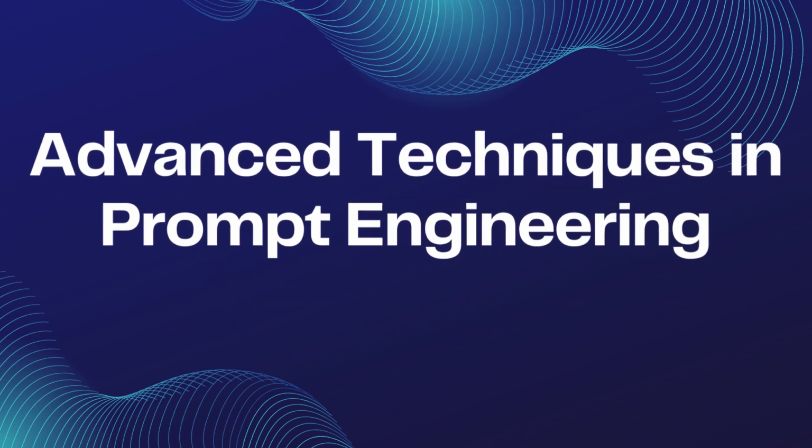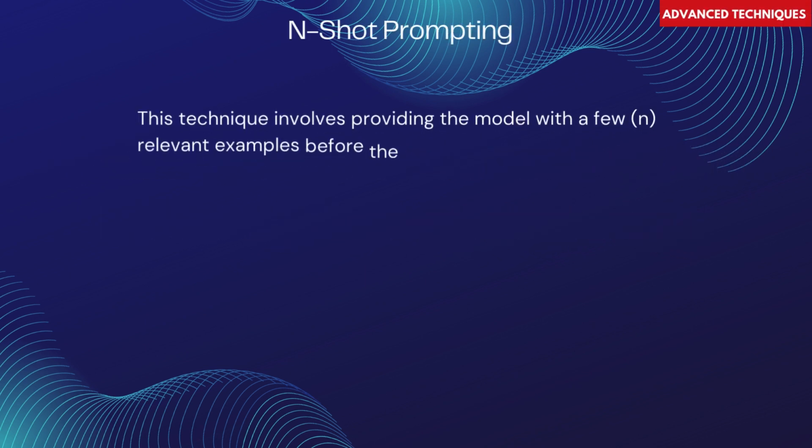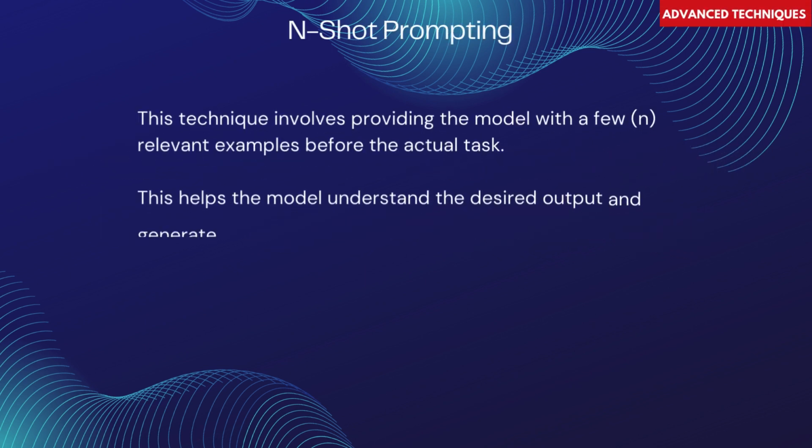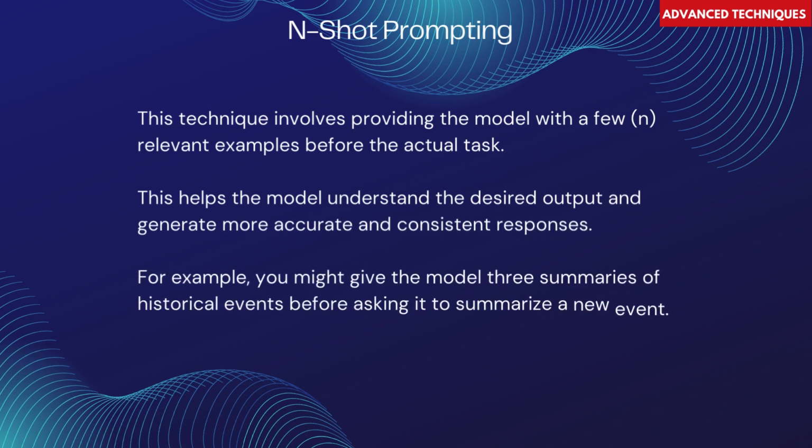Advanced techniques in prompt engineering. 1. Few-shot prompting. This technique involves providing the model with a few relevant examples before the actual task. This helps the model understand the desired output and generate more accurate and consistent responses. For example, you might give the model 3 summaries of historical events before asking it to summarize a new event.